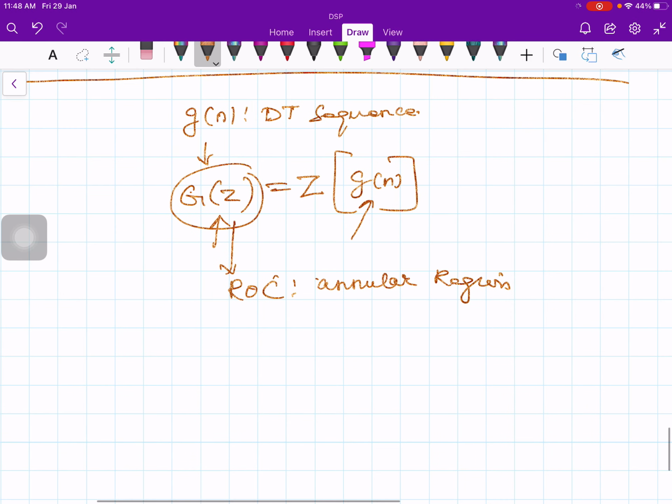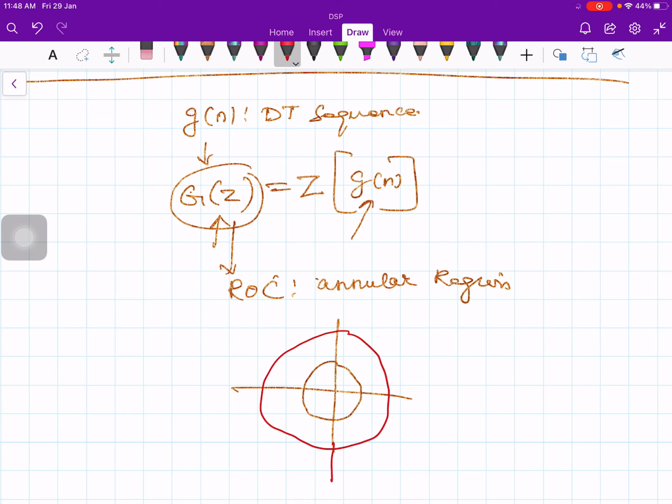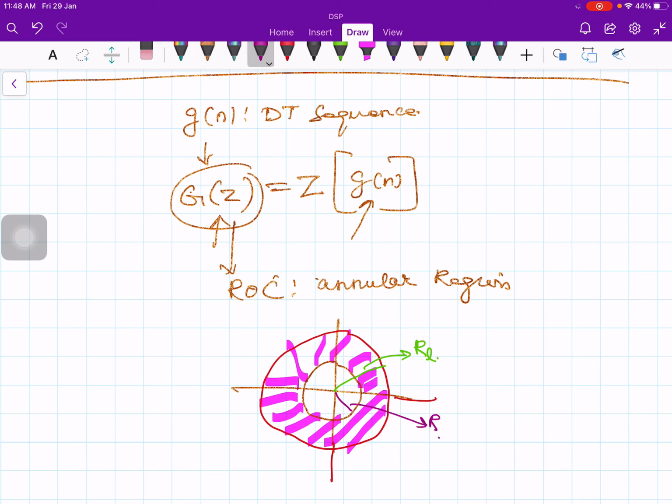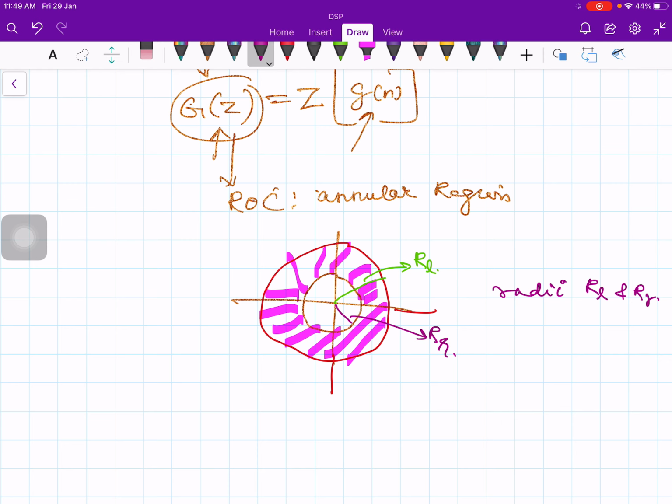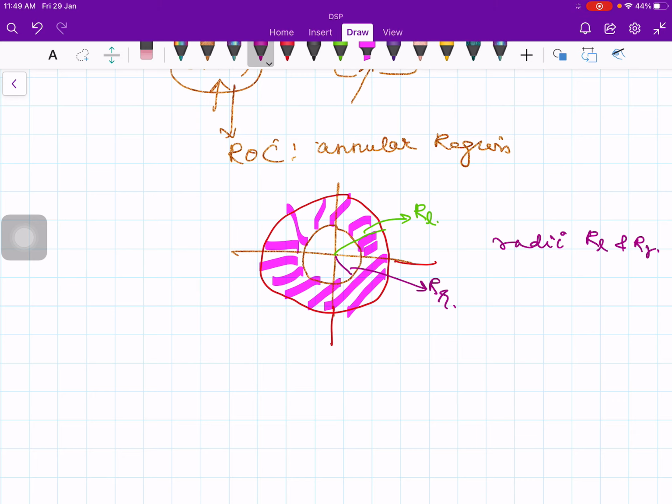And this annular region is bounded by two circles. One is the inner circle and the other one is the outer circle, and this region is called the annular region. Let me call the radius of the outer circle r suffix L, and the radius of the inner circle r suffix R. In general, the ROC lies between two circles of radii r suffix R and r suffix L. The significance of the subscript will be clear a little later, but if the ROC exists, it exists in an annular region.